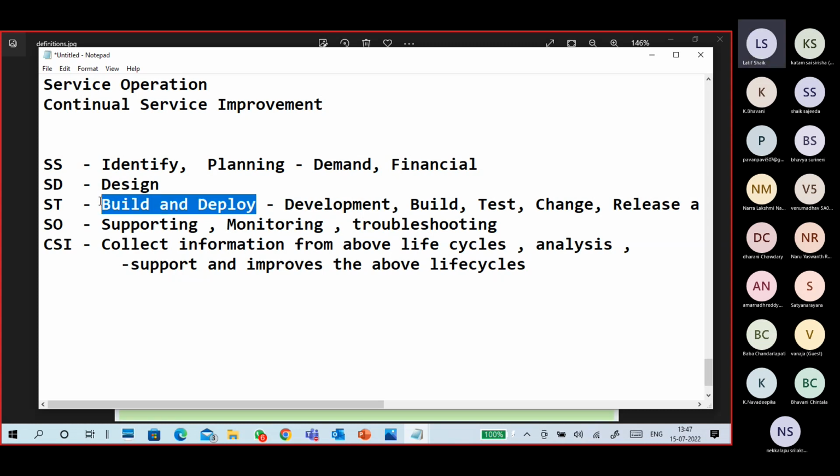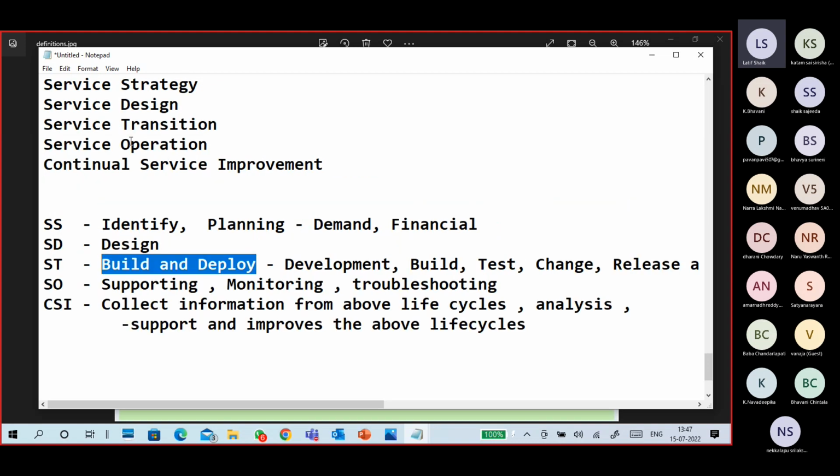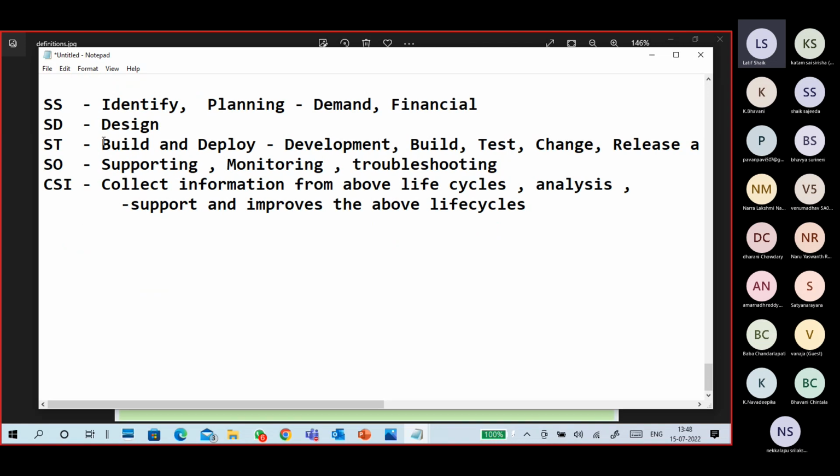Guys, build and deploy. So again, service strategy is about identifying and planning. Service design is about designing, either new designing or redesigning. Service transition is all about build and deploy and release management. Change management also comes here. Release management also comes here, but simply understand build and deploy.